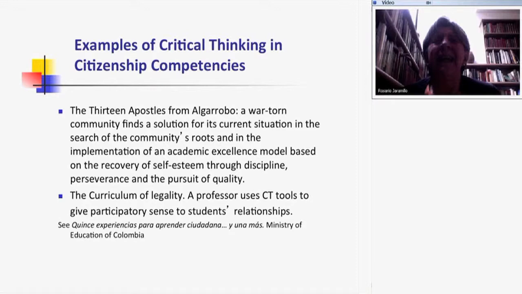And one last example that I want to share that I think is very powerful is how at the Ministry of Education itself, we were very worried that if we are developing democracy and citizenship competencies, how is the ministry itself being democratic and competent in developing that in the relationships with the secretaries of education at the local level and with the students and the teachers themselves. So we did two very important things.